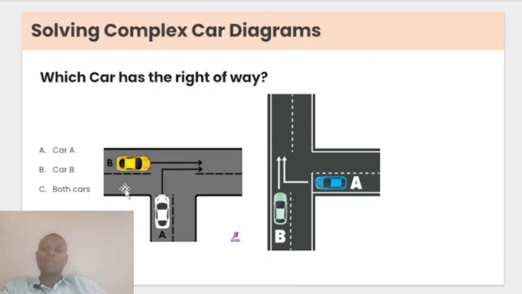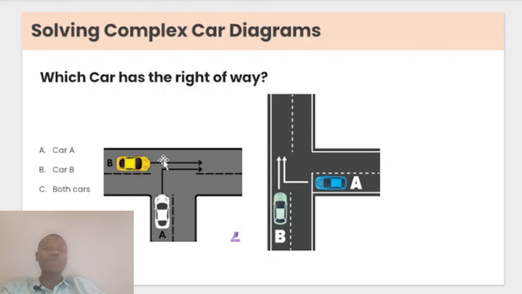Now what do I mean by that? You can see car B is on the major road here and it's going straight, and you don't expect it to stop for car A because car A is coming from a minor road into a major road. However, the rule still remains. Now this one is on paper.